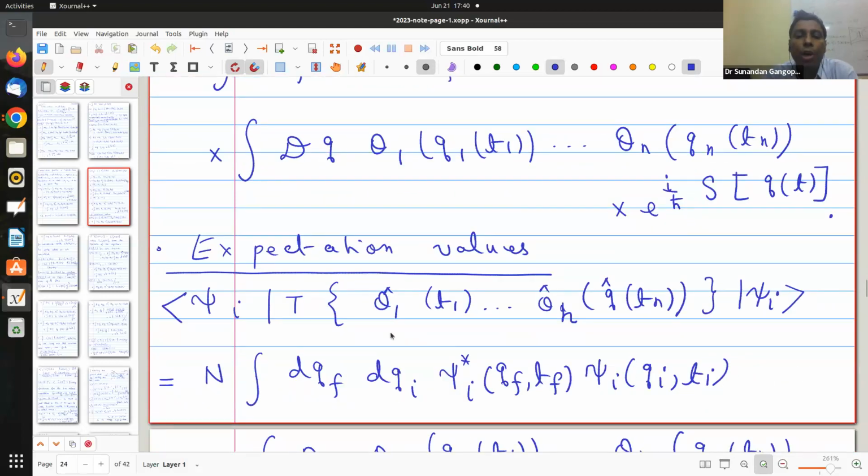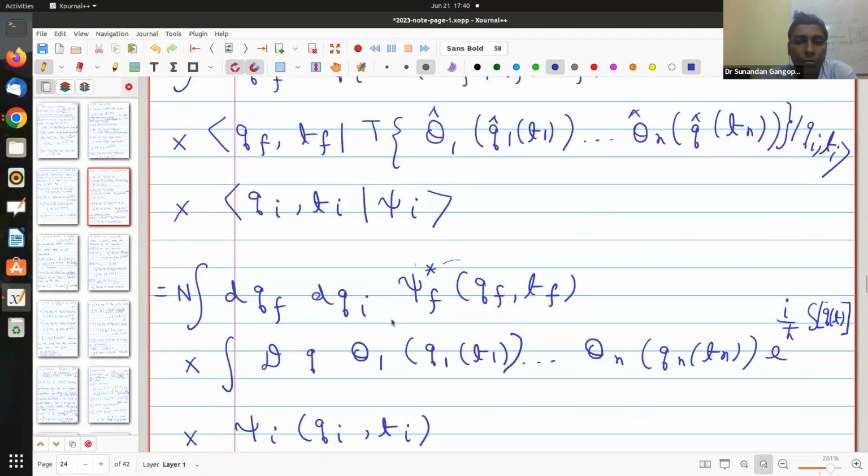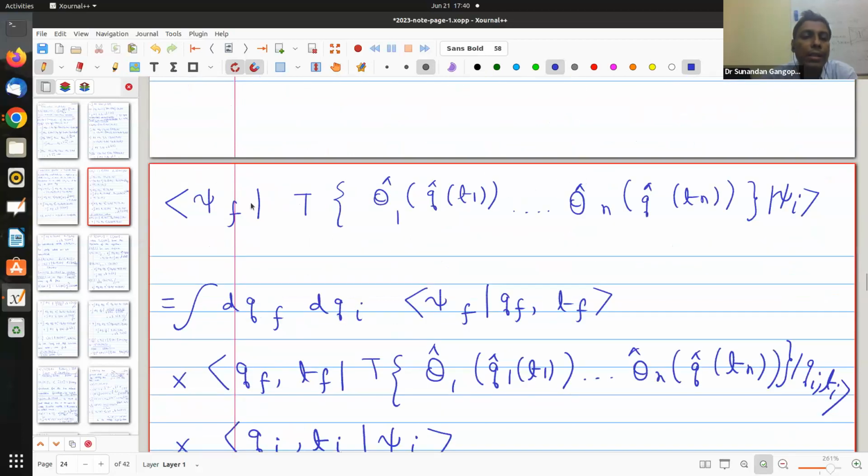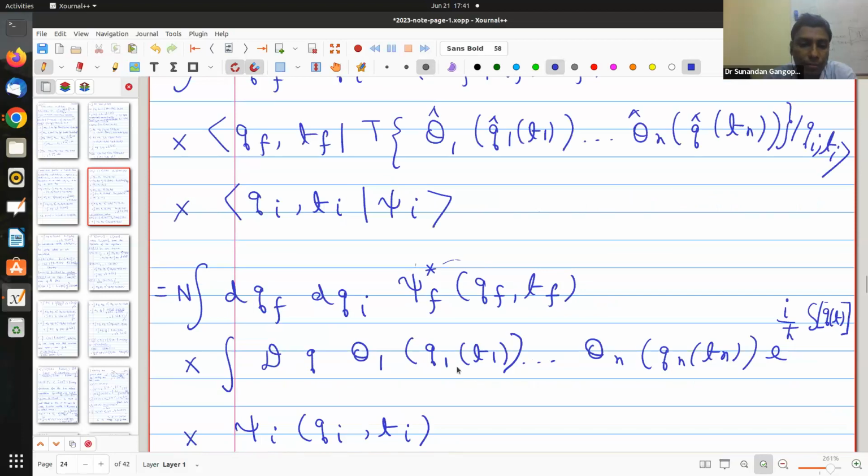The next thing that we want to calculate are expectation values. So what we shall do is a very simple thing. Instead of taking this to be psi f, we shall now put this to be psi I. So that basically means that we are after the matrix element of this operator between the same states. That means we are after expectation values of this operator.